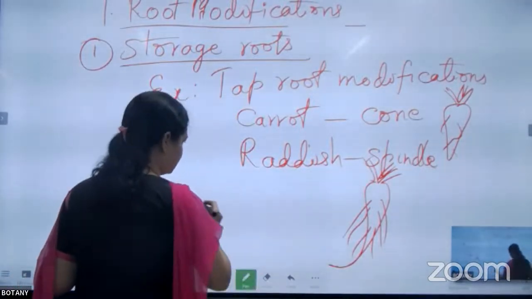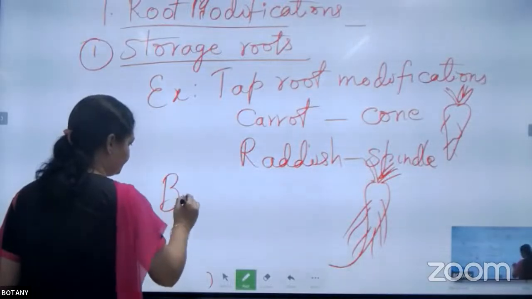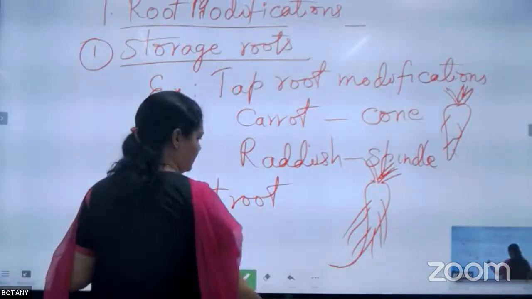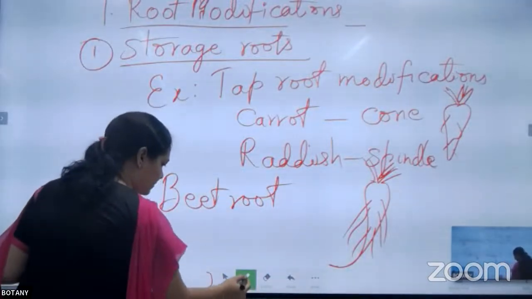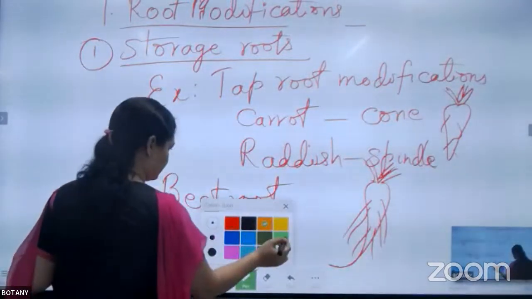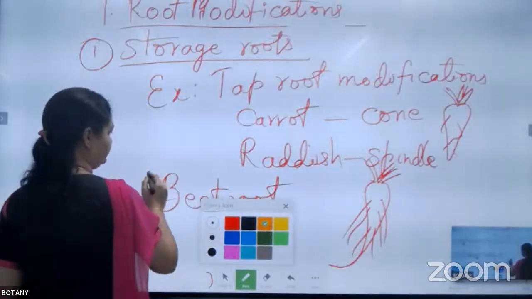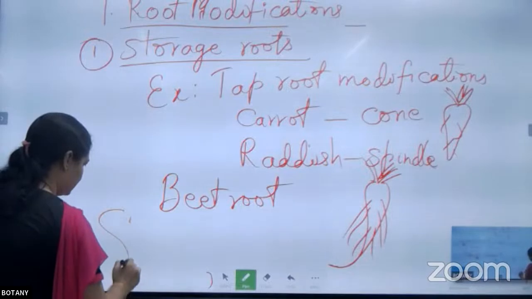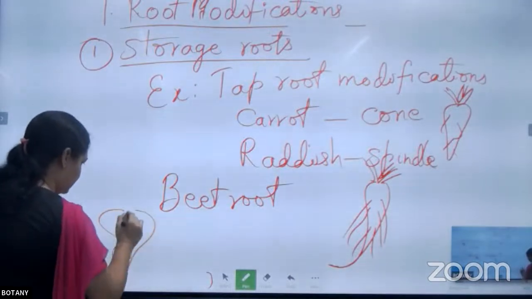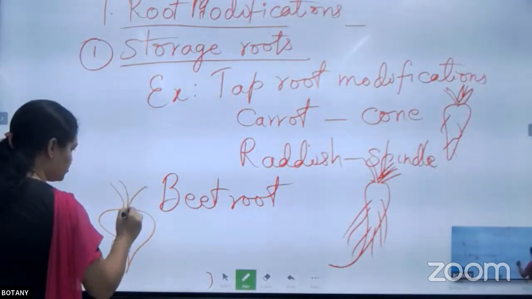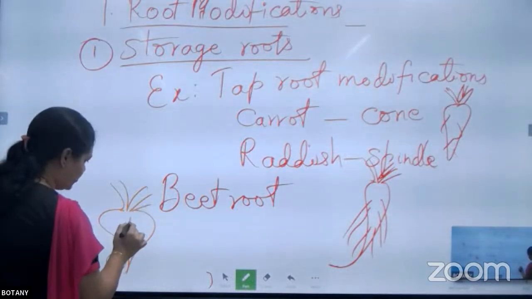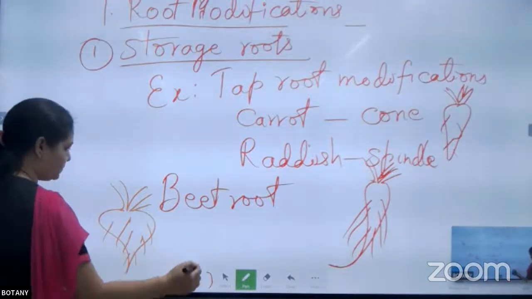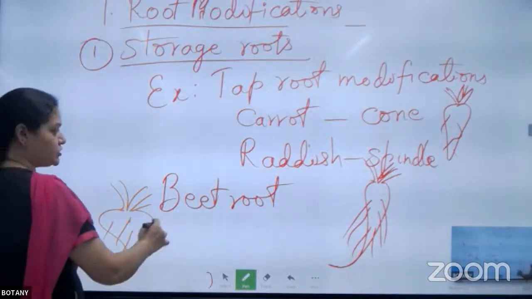And the third one is the beetroot. How to draw the beetroot? I'm drawing it here. By storing the food material, it looks like a top shape. That is the beetroot.